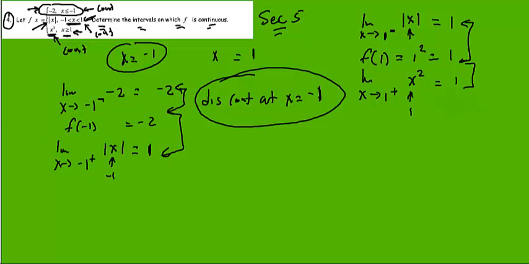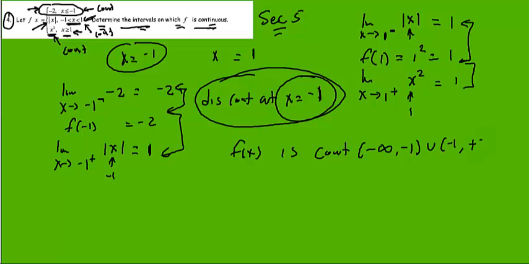So the only place it is discontinuous is at x equal to -1. So the question is to determine the intervals on which f is continuous. We can say f of x is continuous from -infinity to -1, union -1 to positive infinity. So it's continuous everywhere else. That's the only place it's discontinuous.